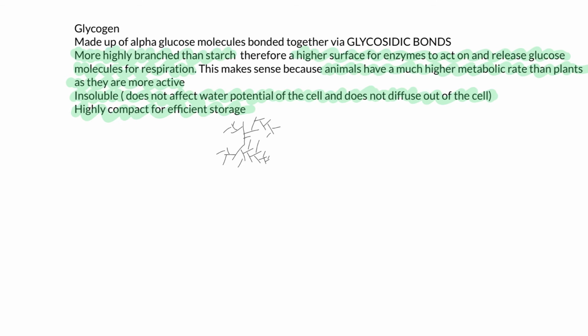And the average person has about 2,000 calories worth of glycogen stored in their body. So it's a really, really important energy store. And that's everything that you need to know about glycogen. Let's move on to cellulose.